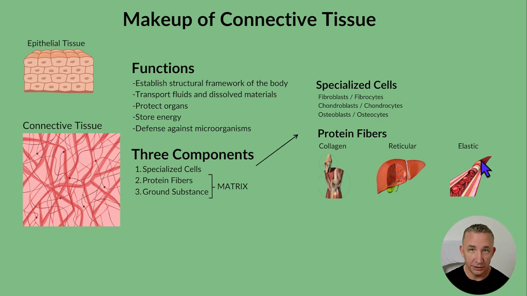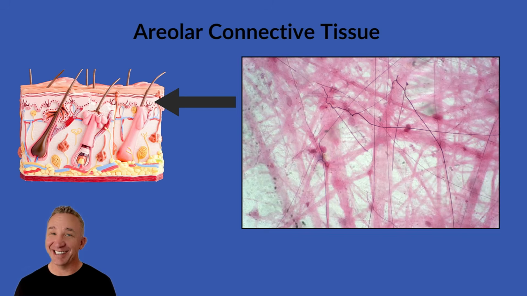So connective tissue is different than epithelial tissue. No cellularity. Instead, we have cells that are making something. What's that called? The matrix. The matrix includes these specialized cells that are making a product, the fibers and ground substance. The primary fibers that we see are protein fibers: collagen, reticular, and elastic. This is connective tissue. Areolar connective tissue.